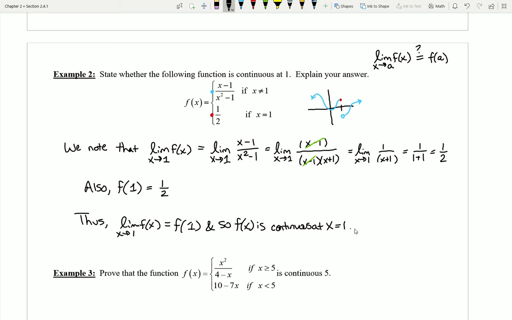Notice again that in here, as I'm writing out my work, I kind of have to write some sentences, right? I have to explain what I'm doing as I'm doing it. I show the calculation of the limit, I show that I'm calculating the y value, and then I put everything together and explain why I now know that the function is continuous here.